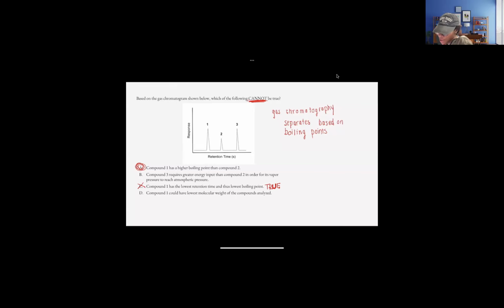D, compound 1 could have the lowest molecular weight. This is also true. As molecules get bigger, their boiling points also get bigger. Compound 3 requires greater energy input in order for its vapor pressure to reach atmospheric pressure. That is also true because that is the definition of boiling point, which is when the compound's vapor pressure is equal to atmospheric pressure.